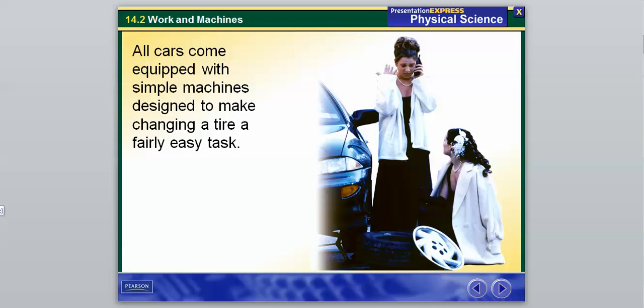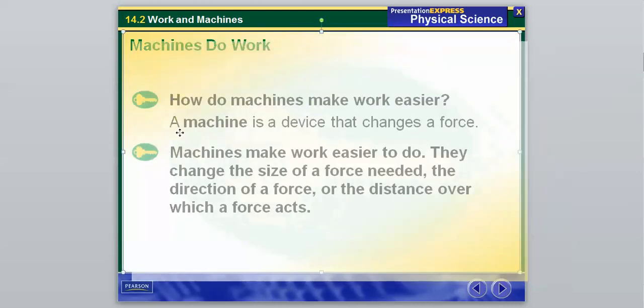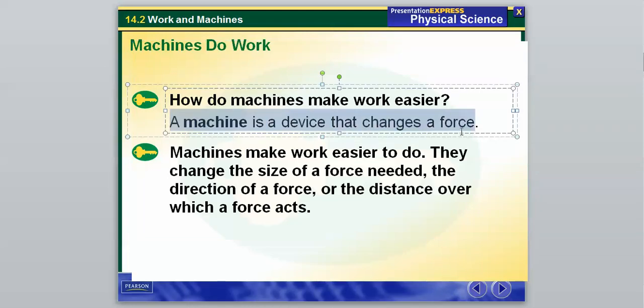Now we're just going to get a brief introduction of what machines actually do and how they can help us. So the first main definition here is a machine is a device that will change a force. A machine is a device that changes a force, and they can do that in multiple ways. This whole slide is really important, so make sure you have these things written down.